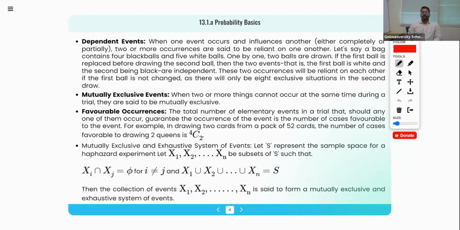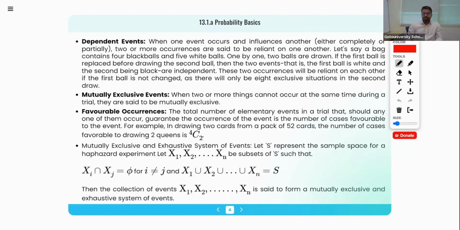Let's say a bag contains four black balls and five white balls. One by one, two balls are drawn. If the first ball is replaced before drawing the second ball, then the two events, that is, the first ball is white and the second ball being black, are independent. Whereas these two occurrences will be reliant on each other if the first ball is not replaced, as there will be only 8 exclusive situations in the second draw.